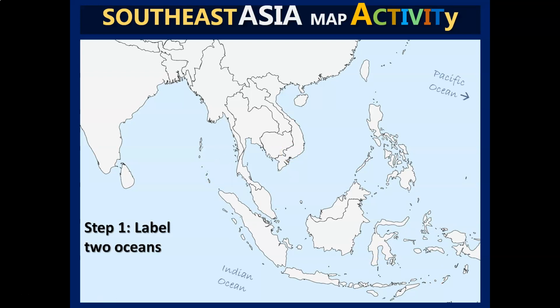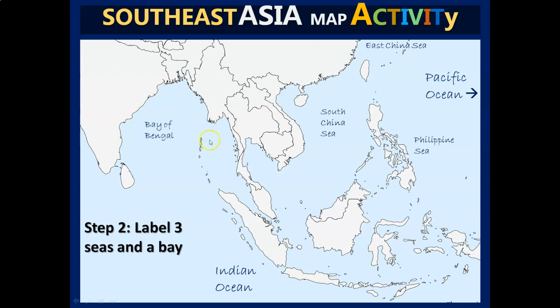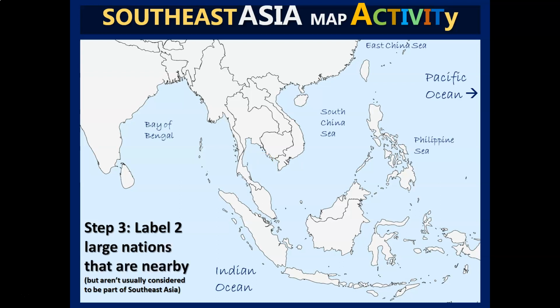So here we go. Let's label the oceans first. You have the Indian Ocean down here, and the Pacific Ocean over here. In terms of labeling seas and bays, we have the Bay of Bengal over here, the South China Sea over here, the Philippine Sea over here, and the East China Sea up here. Those are the four main seas and bays. In terms of large nations that are nearby, we have India located over here, and China located over here.